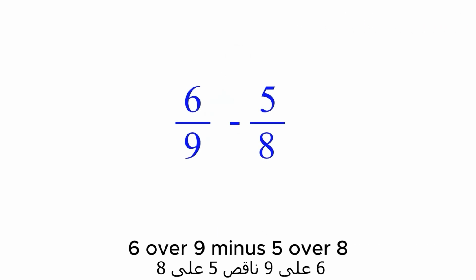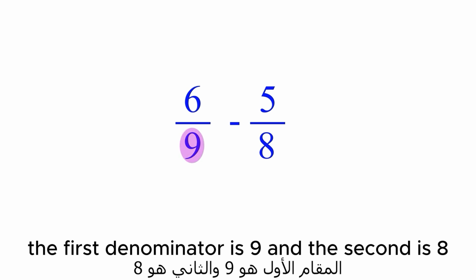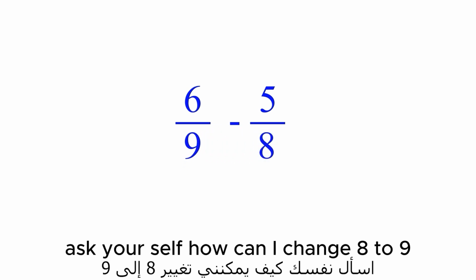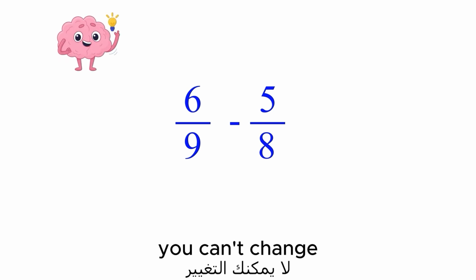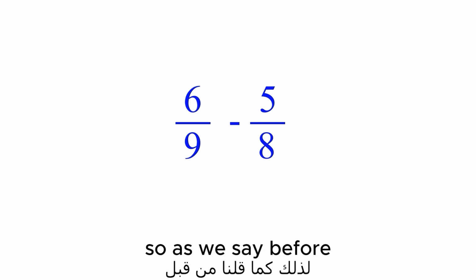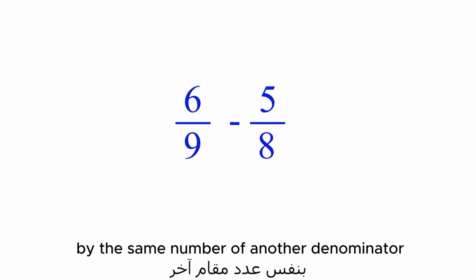Example, 6 over 9 minus 5 over 8. Let's think as previously. The first denominator is 9 and the second is 8. The biggest is 9, so look directly to 8. Ask yourself, how can I change 8 to 9? Excellent. You can't change, because you can't find 9 in the multiplication table of 8. So as we said before, multiply each denominator by the other denominator.